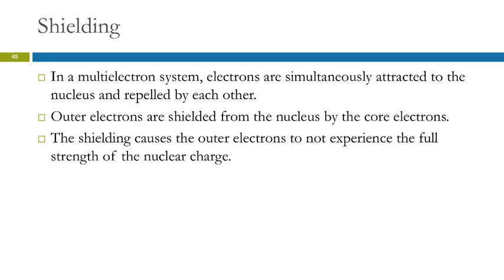In a multi-electron system, we've got attractions between the nucleus and the electrons, but we also have repulsions between the electrons. The outer electrons are farther from the nucleus and the core electrons are closer. So the outer electrons, those valence electrons, are kind of having to look through the core electrons to the nucleus. The core electrons reduce the attractiveness. So shielding causes the outer electrons to not experience the full strength of the nuclear charge.